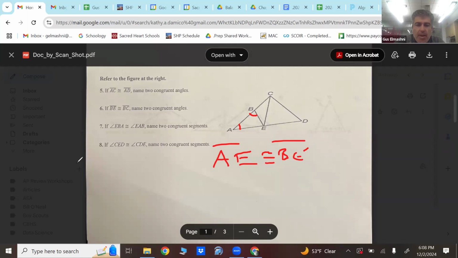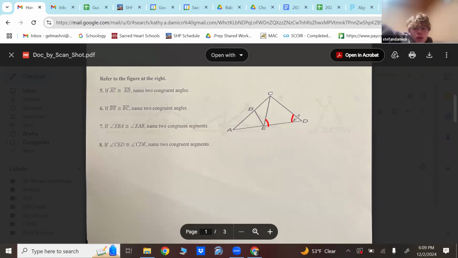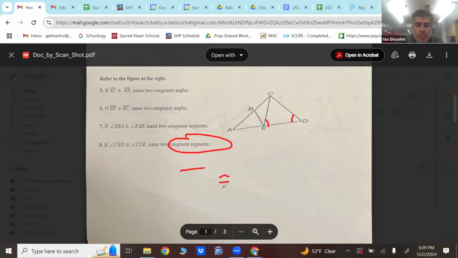Good. Now for number 8, CED, which is right here, CD, which is right here. Name two congruent segments. What would they be? CD and CE. Good. Much better.